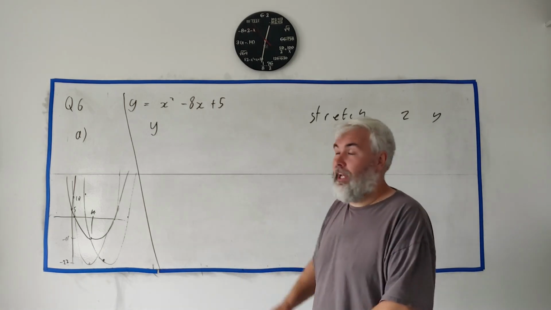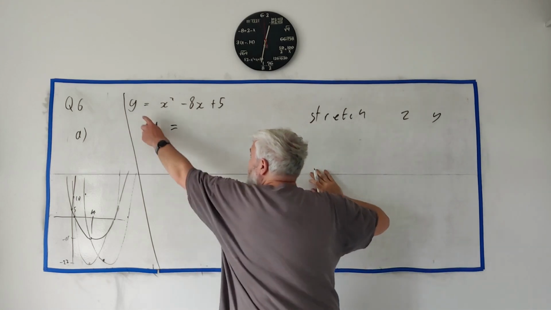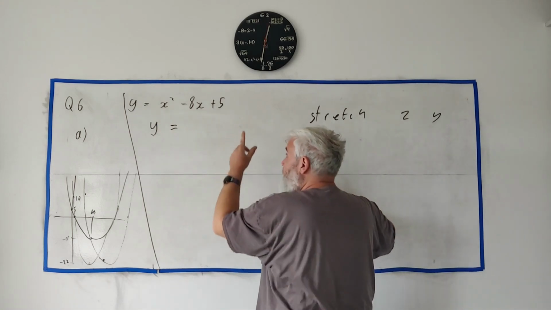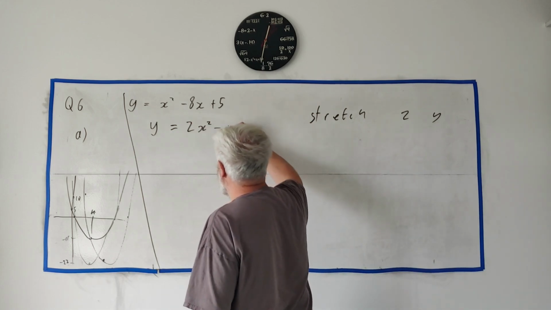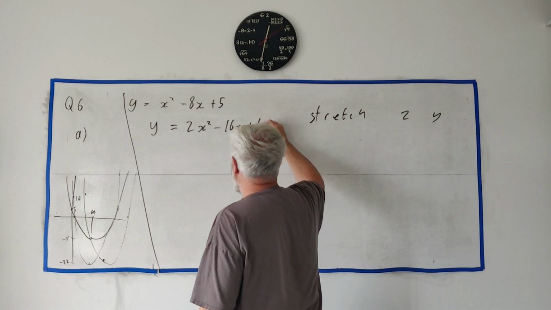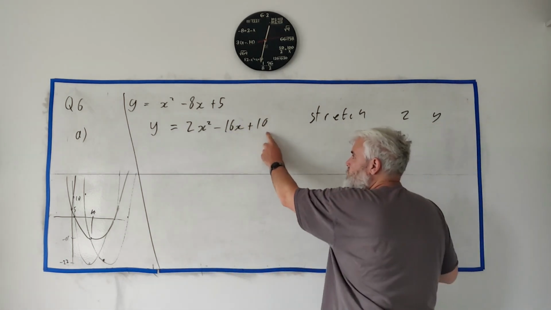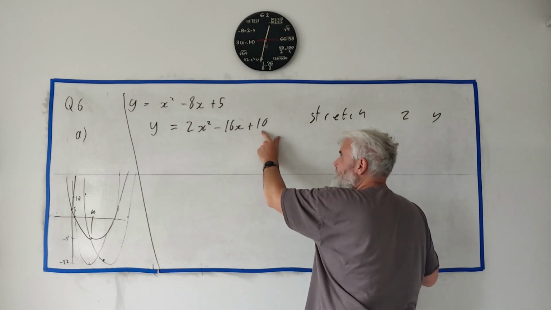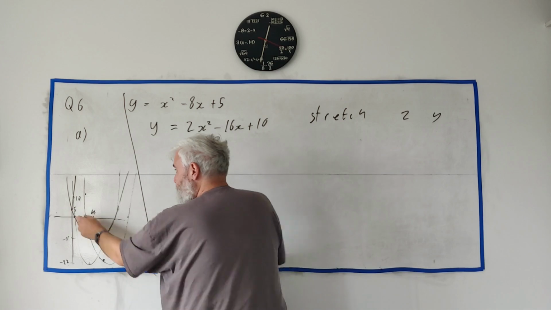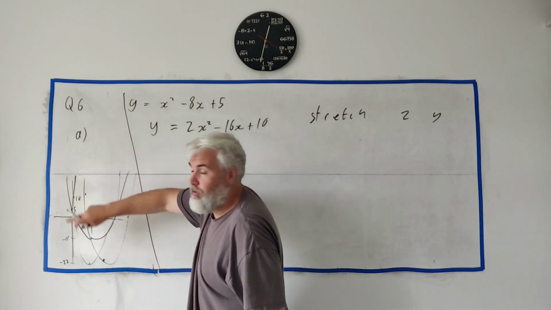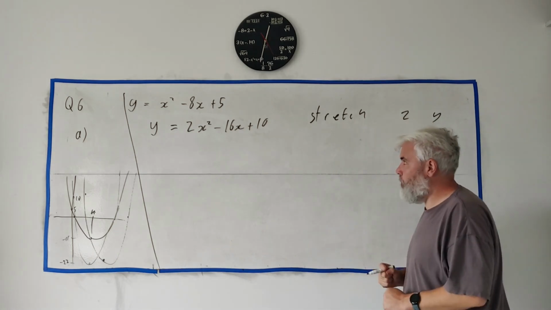I'm going to play around with that a bit. But we're going to stretch the y. So y equals everything over here, and everything over here gets twice as big: 2x squared minus 16x plus 10. That's what stretching it in the y-axis means. And that should be a bit clearer because of this plus 10 here, because remember, the y-intercept did get stretched up to the plus 10. So that should be clear enough, the stretching one.